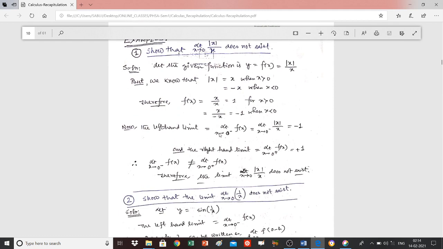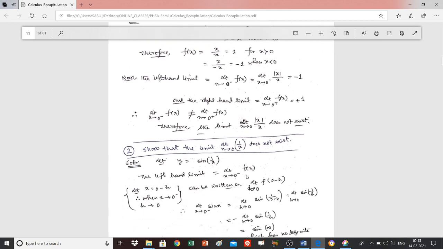So we are writing here the limit as x tends to 0 minus of f(x). This is the left hand limit, that is equal to the limit as x tends to 0 minus of mod x by x. You know the value of mod x by x from here, that is equal to minus 1. This is finite. Similarly, the right hand limit is here, x tends to 0 plus f(x), and you know that value was plus 1. So although these are finite, they are not equal. The other necessary condition was that the left hand limit and the right hand limit should be equal. So since they are not equal, this limit does not exist. That is, the limit as x tends to 0 of mod x by x does not exist.